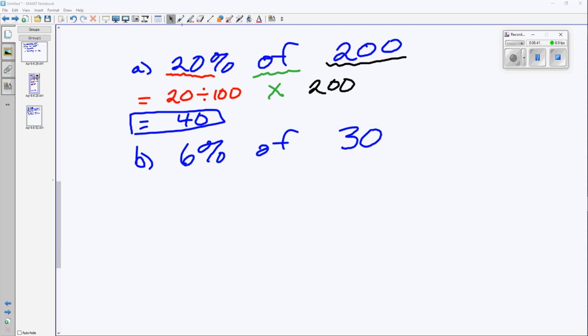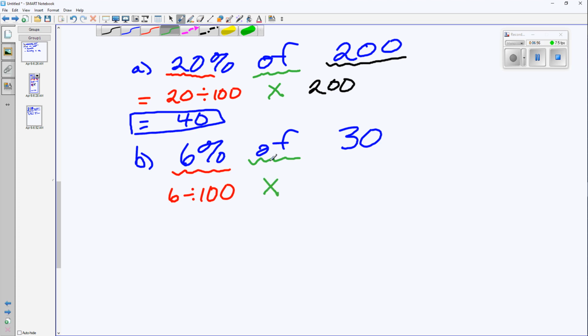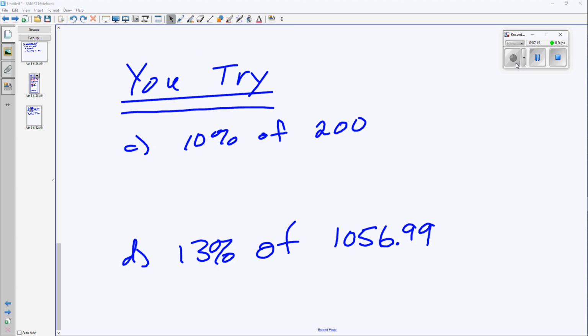Now remember, we have to turn this into a math sentence. So this part here is basically just 6 divided by 100. The "of" always means times, and then the 30 is already a number, so we just bring it down. And then all we're going to do is calculate our final solution. 6 divided by 100 times 30, which gives us 1.8.